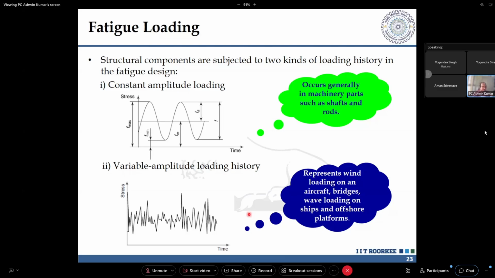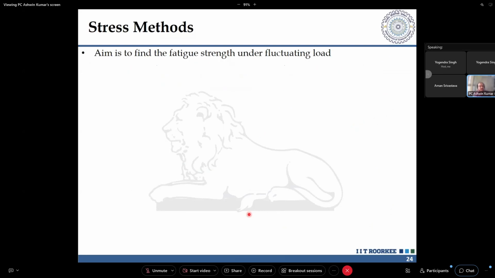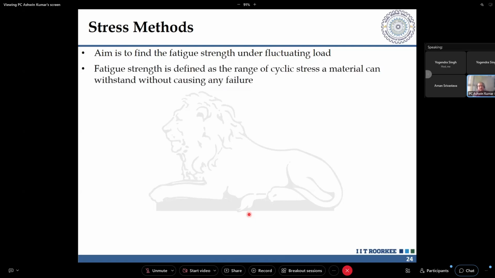Keep this in mind because the SN curve that we are going to discuss with respect to your code is currently based upon the constant amplitude loading that we have, right? So we have to mention that thing. Our aim with respect to the stress method, which signifies the high cycle fatigue expected in a bridge deck, is to find out the fatigue strength under the fluctuating load. Due to the moving load, what is the fatigue strength of my assembly or my connection or my member, right?